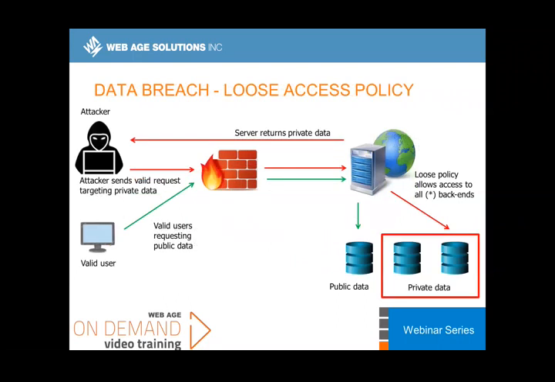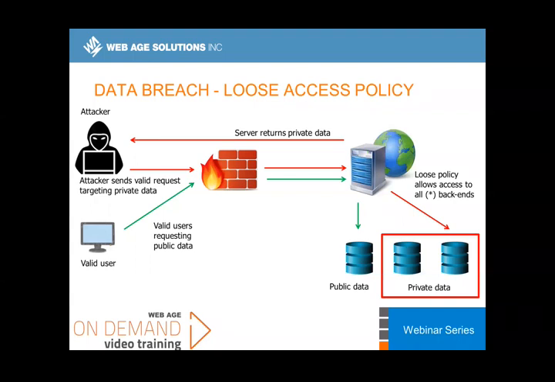And then loose access policy. Like we said, what happened with Capital One, right? So basically, the attacker sends a valid request that is targeting private data, right? So if a valid user will be sending a request for public data, and of course the public data will be returned.